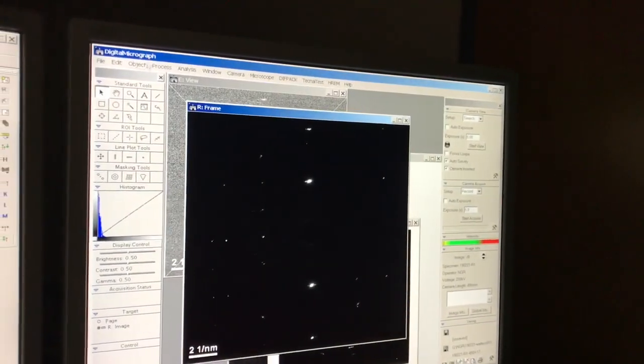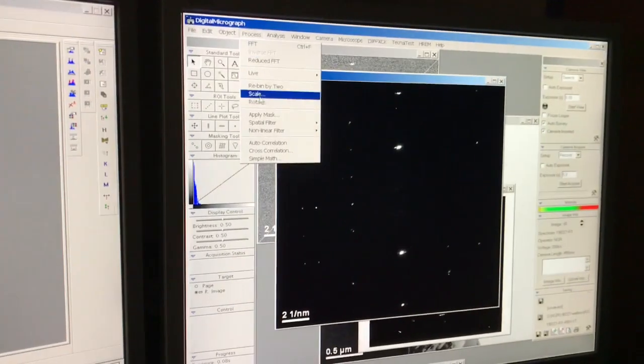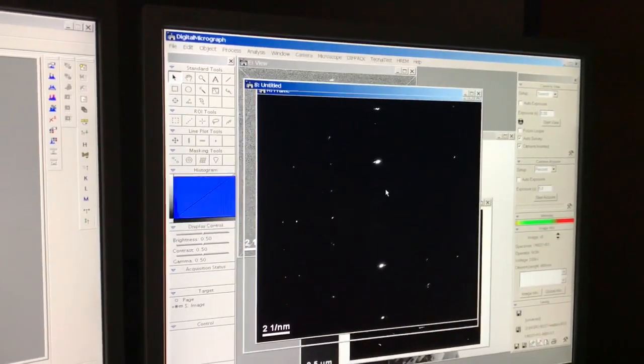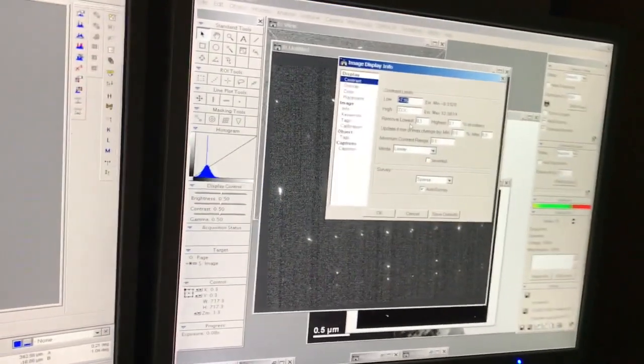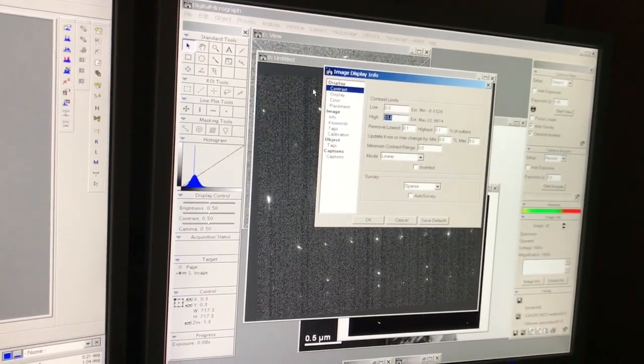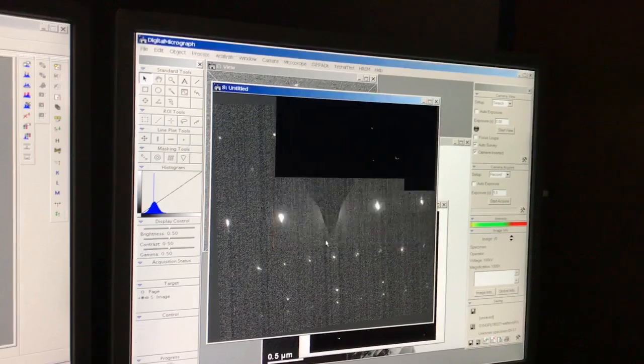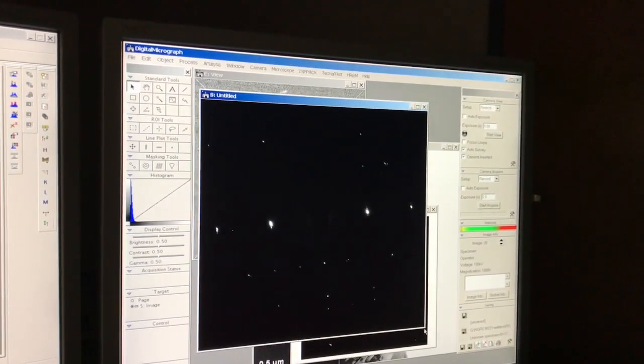Okay, and then we'll do the rotation. So process, rotate 93 degrees counterclockwise. And I'm going to have to do the adjustment again. Go 0, 120. Okay, and there you have it.